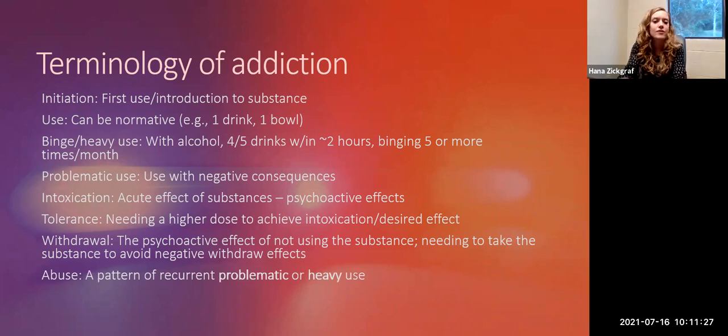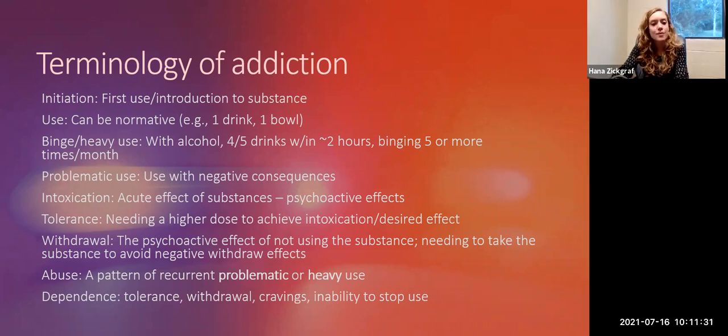Substance abuse refers to a pattern of recurrent problematic or heavy use. And substance dependence refers to the experience of tolerance, withdrawal, intense cravings for a substance, which we'll talk about in the third and final lecture, and the physical or psychological inability to stop using. Historically, substance use disorder was classified according to severity. It was considered a more severe disorder called substance dependence when a user experienced tolerance or withdrawal from a substance. So the older belief was that abuse is just any kind of use that has negative consequences, but when abuse becomes more serious and more severe, this is when tolerance and withdrawal start to develop.